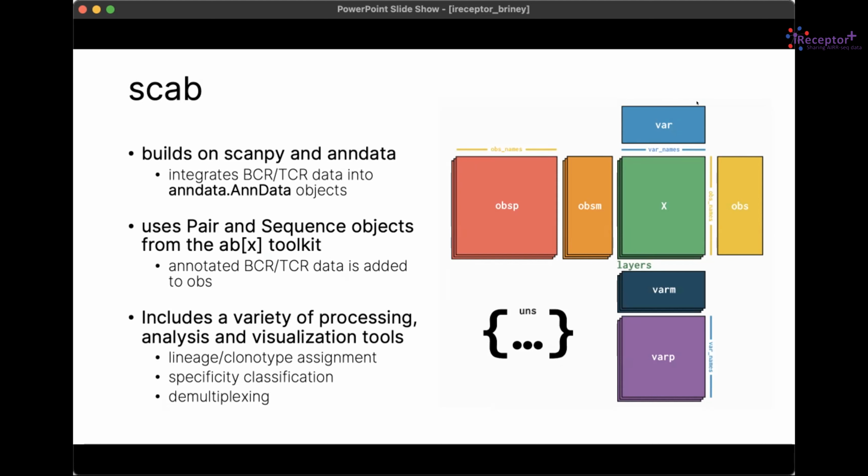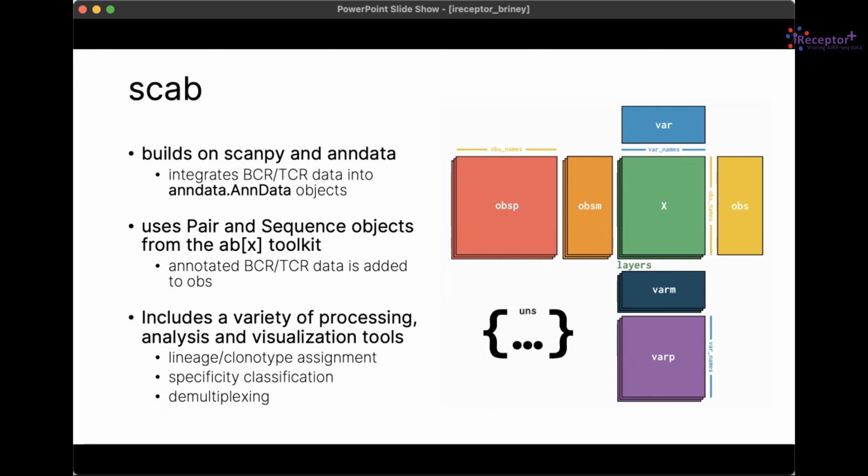So we're primarily concerned with this corner up here, the X, the var, and the obs. What we'd like to do is start appending data to this, things like annotated antibody sequences, which isn't necessarily built into the standard single-cell RNA-seq approach. So what we did is we used the pair and sequence objects that we had already worked on in our AbX toolkit. Essentially, these are very easy ways to package together all of your annotated information for either a single sequence or a sequence pair, right? A heavy light pair or a TCR alpha beta pair. It's kind of agnostic in that way.